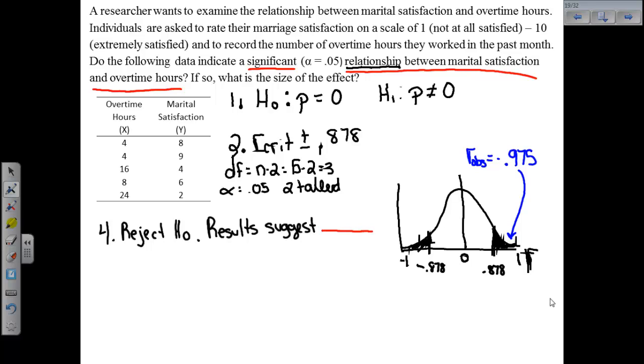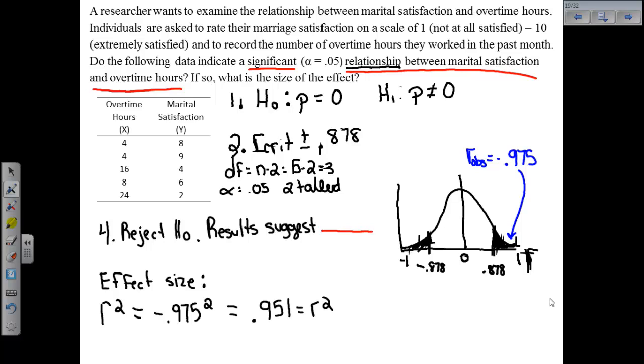Okay, well let's go ahead and find the effect size, R squared. So what proportion of the differences in marital satisfaction can be attributed to the relationship between overtime hours and marital satisfaction? So R squared is literally equal to squaring R. So negative 0.975, the R that you calculated, squared. And when you do that math, you end up with 0.951. That is our effect size.